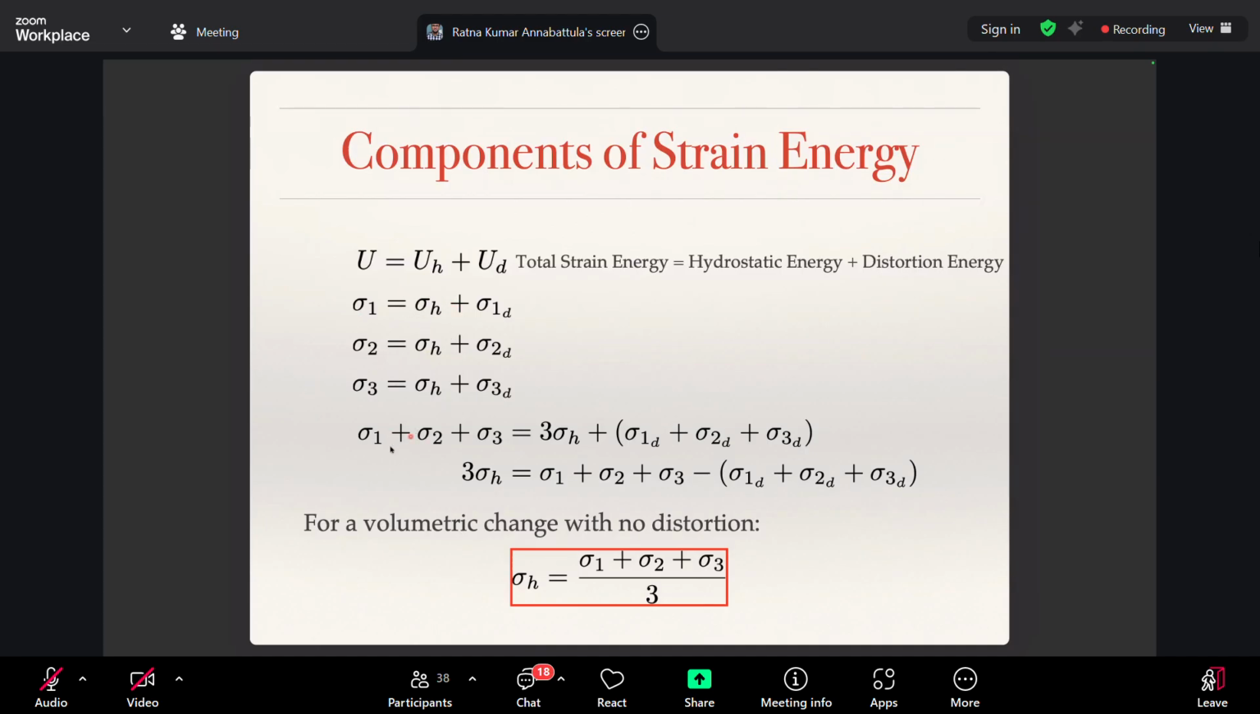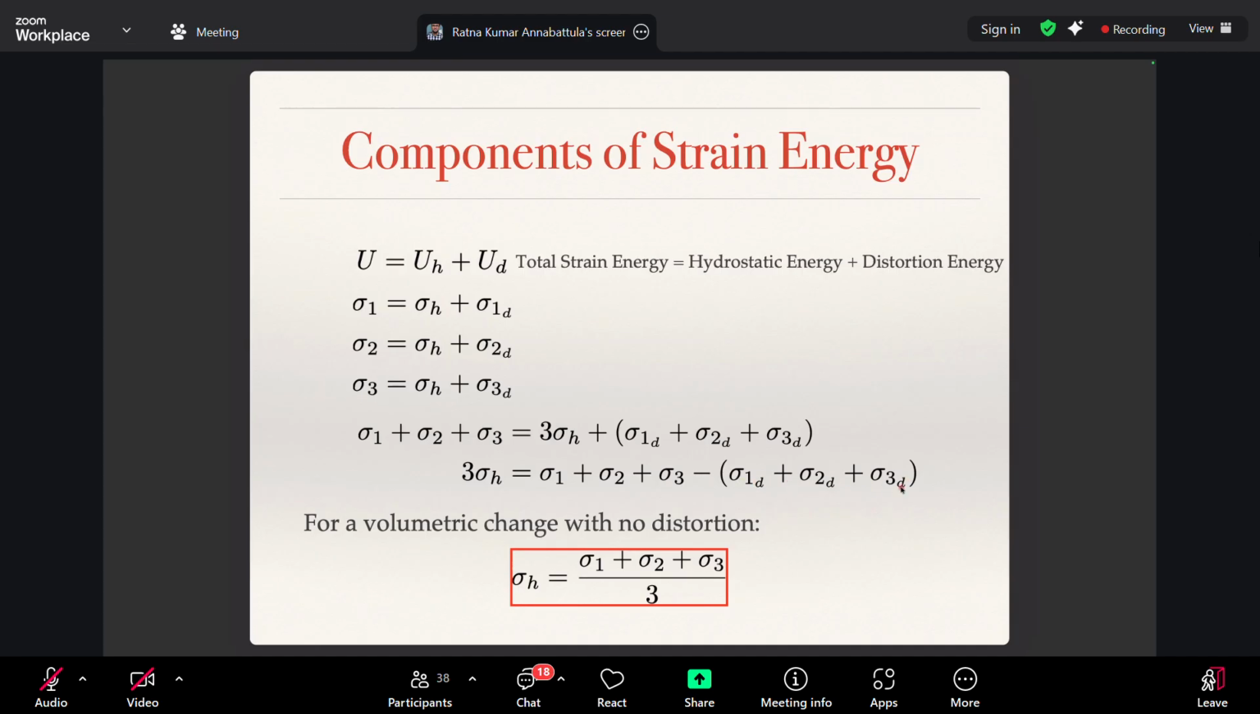If you add all of them, sigma 1 plus sigma 2 plus sigma 3 is equal to 3 sigma H. If you have a scenario where there is no distortion at all, that means this component should become 0. Then the hydrostatic state of stress sigma H will be equal to sigma 1 plus sigma 2 plus sigma 3 divided by 3, because under pure volume change, there is no distortion.